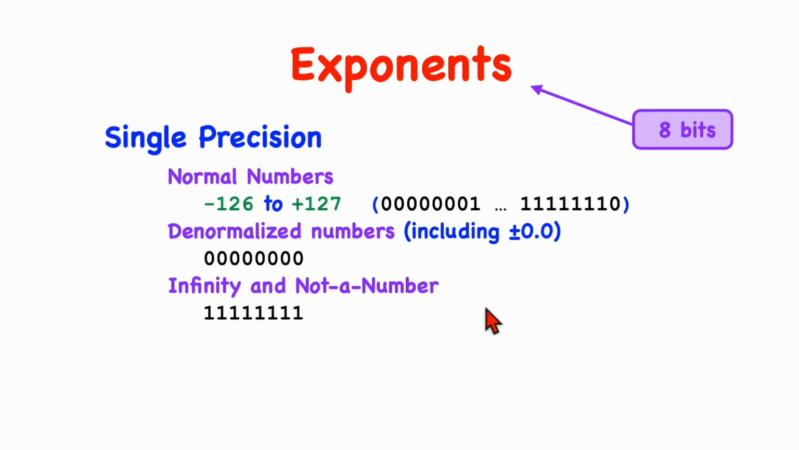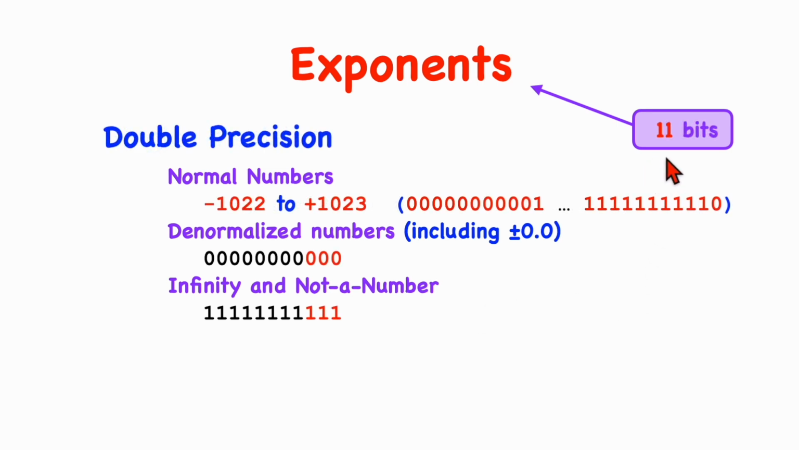With double precision, it's the same kind of thing, except our exponent field is 11 bits, and we have a much larger range for our exponents. But other than that, it's the same idea.